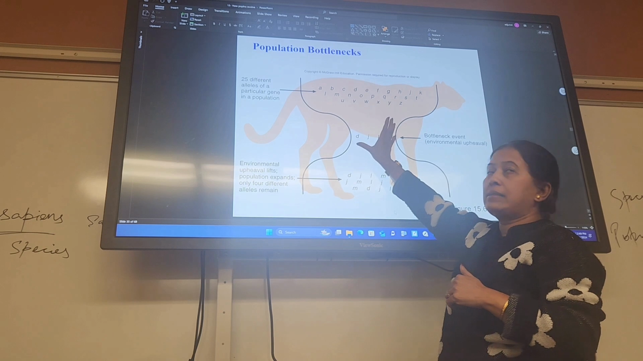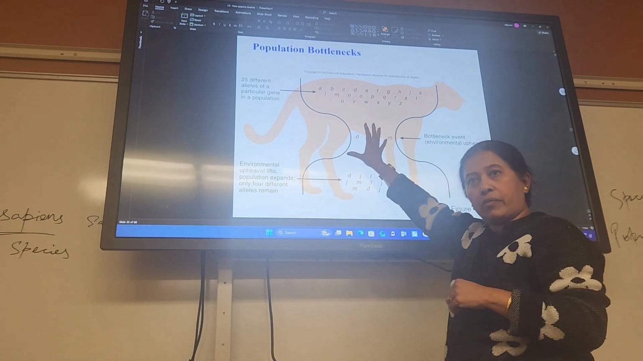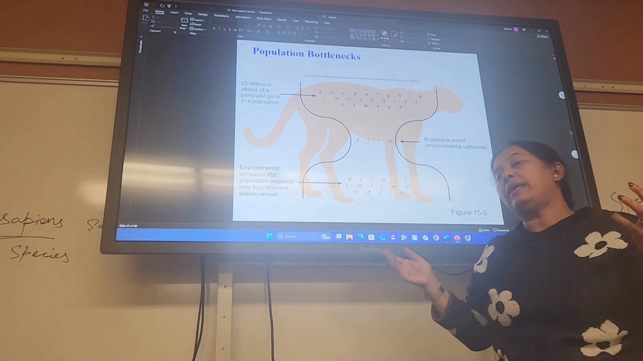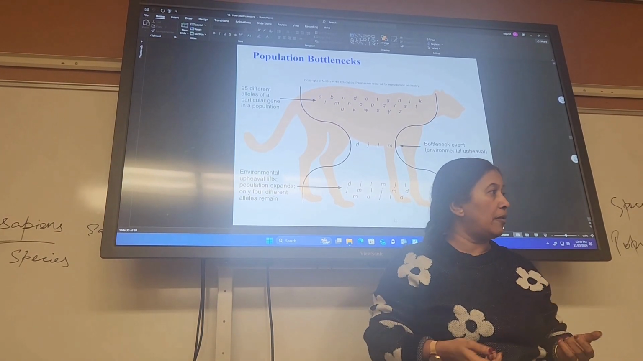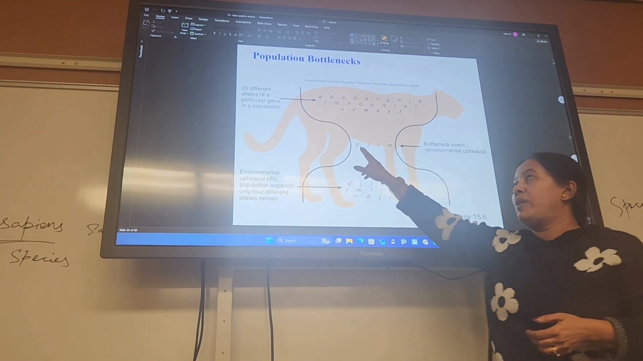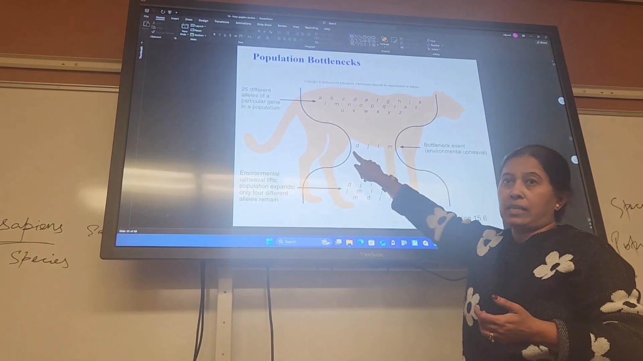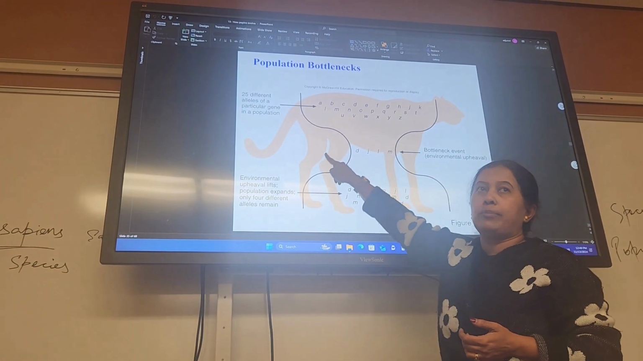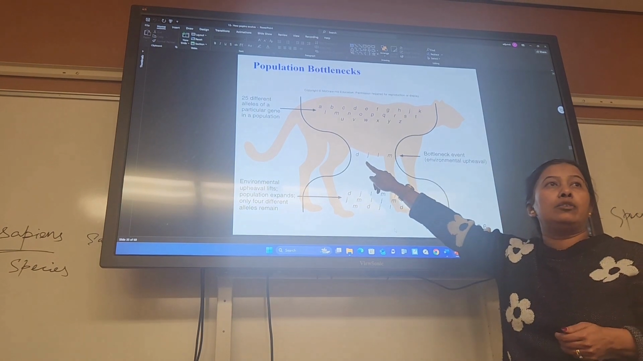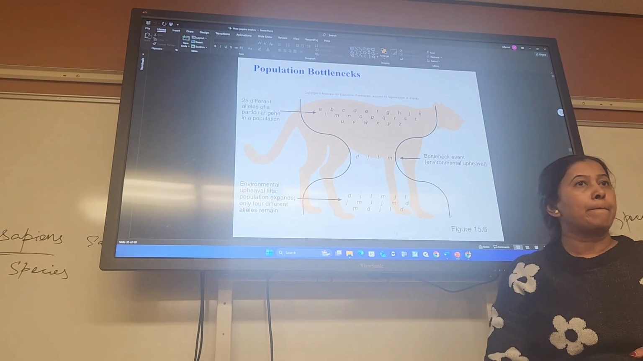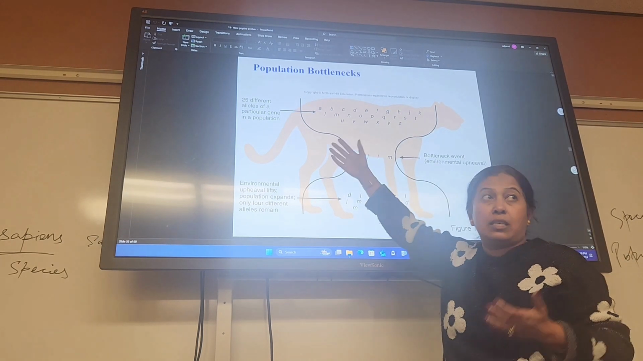Now when the population was drastically reduced, a lot of the cheetahs died or were killed, hunted. Now out of the remaining cheetahs, when people suddenly became aware, oh, we need to conserve, we need to save the cheetahs. So when they counted, there were probably, let's say, 400 cheetahs, and the only cheetahs that were left had only this gene pool. Do you find the A gene here? Do you find the B gene here? Do you find the C gene here? All those genes are gone. Now they have only this gene pool.